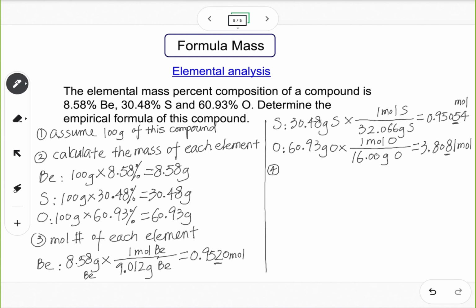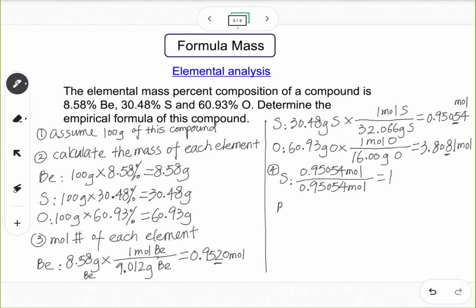Sulfur has the smallest mole number among the 3 elements. Okay, so I use the mole number of sulfur as a standard. So sulfur itself, how do we normalize it? You just use the mole number of each element divided by the smallest mole number of the element. Okay, so for sulfur, it would be 0.95054 divided by 0.95054 itself. So that equals 1.